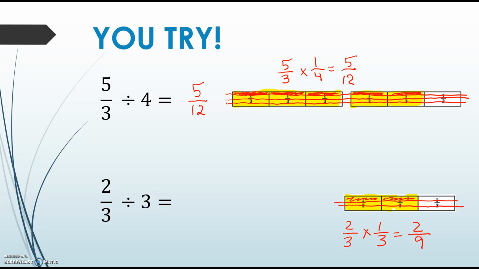You can see in the model here I've shaded in 2 pieces. And if we count the total number of pieces that make up the whole strip, there are 9 equal pieces. So my answer here is 2/9. I hope that helped a little.